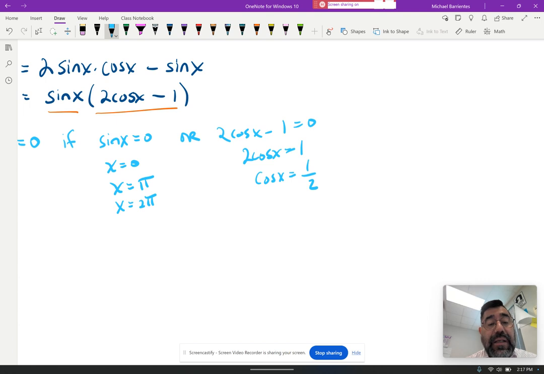That would be at pi over 6. No, pi over 3. My bad. Pi over 3. Or it's also positive 1/2 at 5 pi over 3. So at these two angles, when I take the cosine of these angles, it equals positive 1/2. Again, there are others, but within the window of 0 to 2 pi, those are the only ones that work.